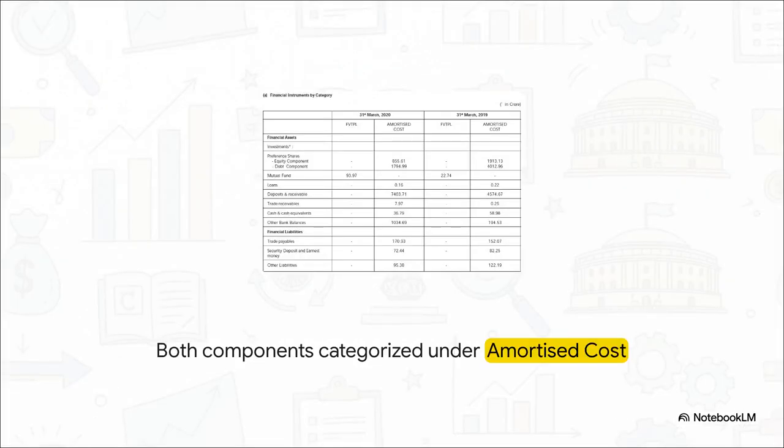And bam, here is the critical symptom that immediately sets off the alarm bells. Look at the measurement columns. Both the split equity component and the debt component are being categorized and measured at amortized cost. I mean, splitting an asset is one thing, but measuring an equity component at amortized cost, that is a massive red flag. We definitely need to investigate what's going on here.